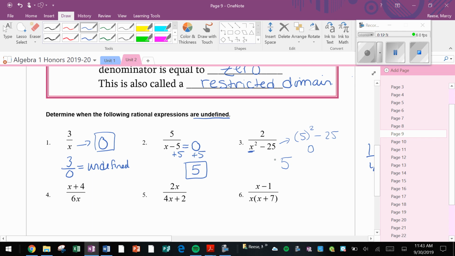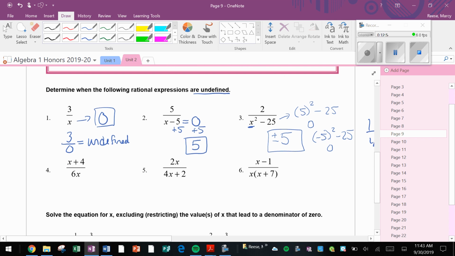I'm hoping that a bunch of you did this. A positive and a negative. Can't be a negative either. Think. Use those noggins again. If I were to square a negative 5, I get 25. And 25 minus 25 again is 0. So you have 2 solutions.